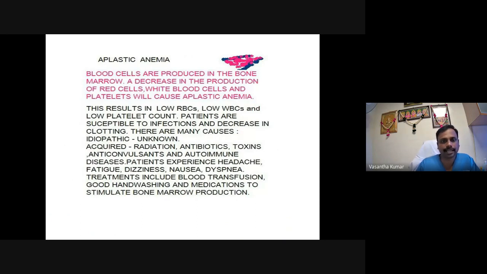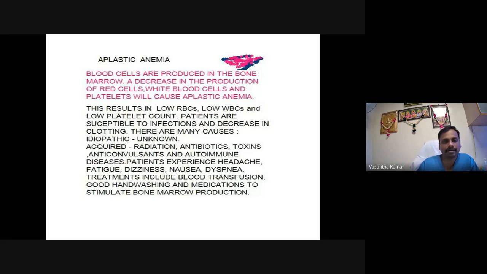Last is aplastic anemia. The blood cells are produced in the bone marrow. A decrease in the production of red cells, white cells, and platelets will cause aplastic anemia. This results in low RBC, low WBC, and low platelets, a condition called pancytopenia. Patients are susceptible to infections and decreased clotting.